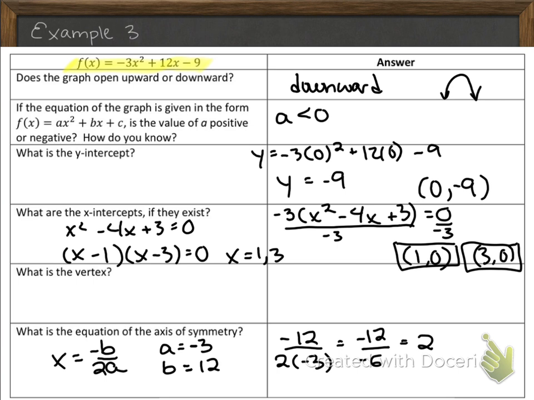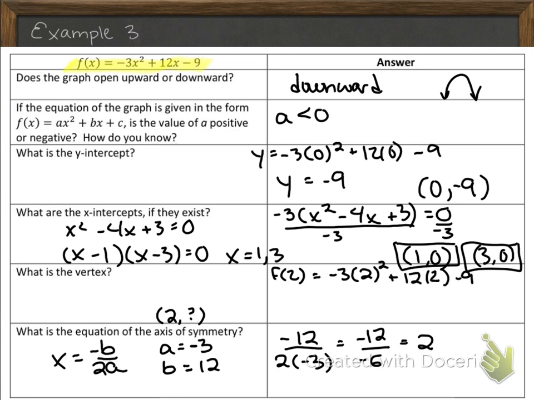Now we know that the vertex is (2, something). How do we figure out that something? Well, we plug it into our equation. Anytime I see x, instead of writing x, I'm going to write 2.